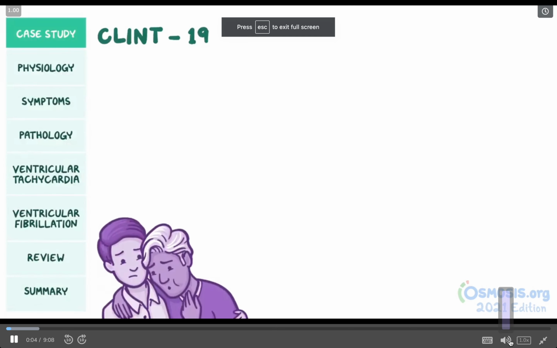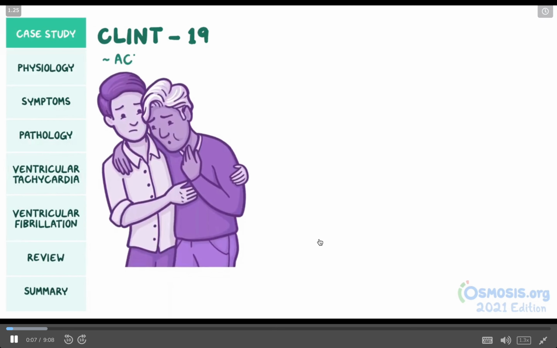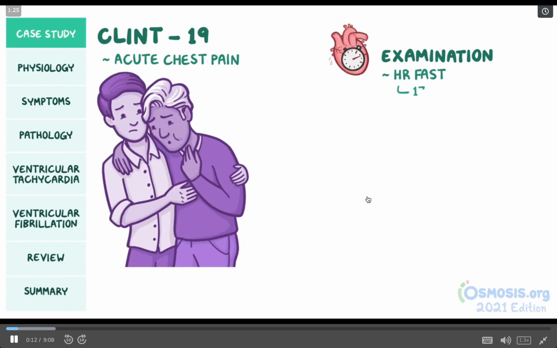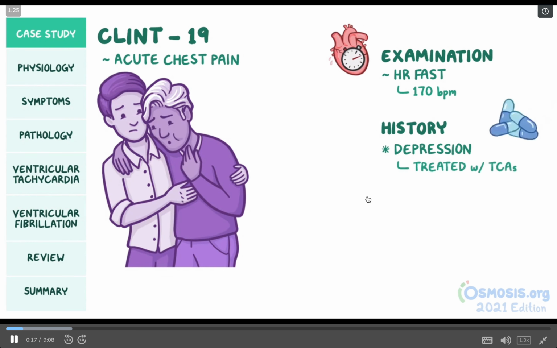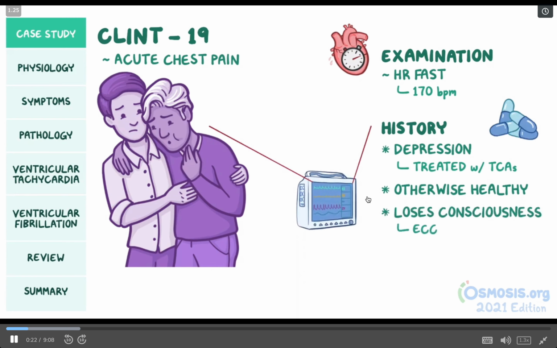Clint is a 19-year-old male that's brought to the emergency department for acute chest pain. Upon examination, you notice that his heart rate is really fast, about 170 beats per minute. He has a history of depression and is currently being treated with TCAs. He is otherwise healthy. A few minutes after arriving, Clint loses consciousness. His ECG shows this.